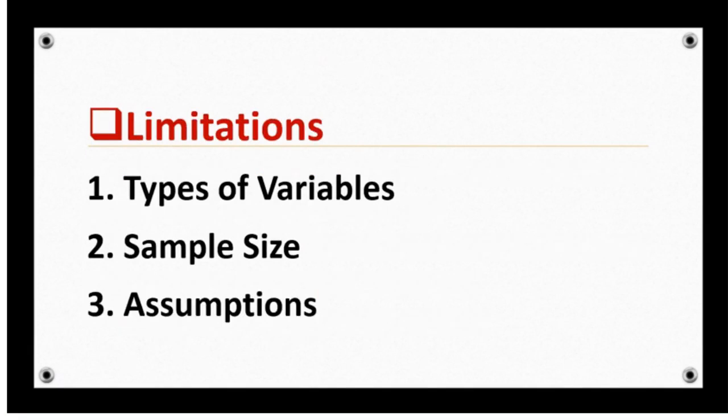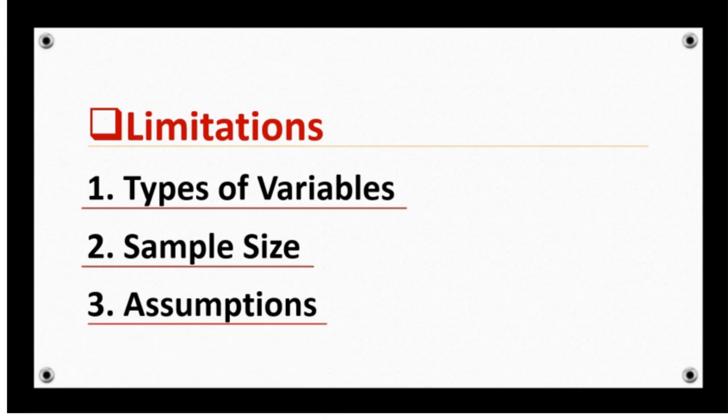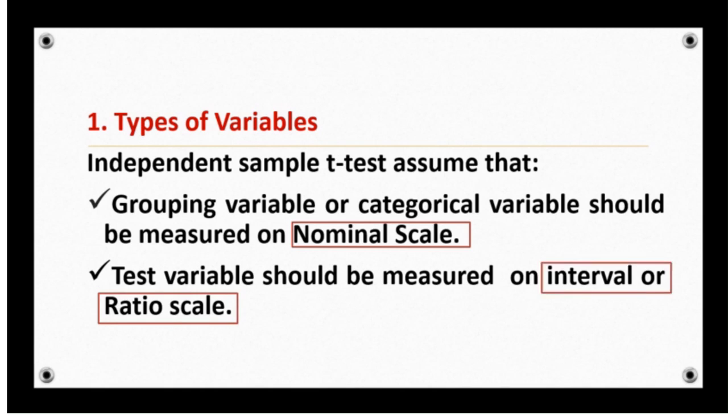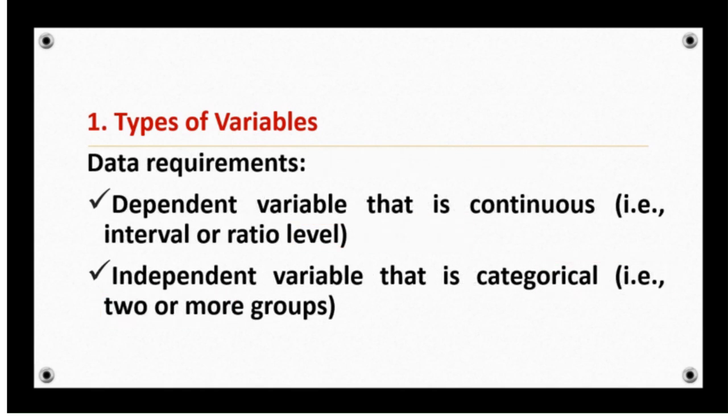Now, let's study the limitations of this test. Number one, types of variables. Number two, sample size. Number three, assumptions. For the types of variables, the independent samples t-test assumes that the grouping variable or categorical variable should be measured on a nominal scale. Next, the test variable should be measured on an interval or ratio scale. Now, for the types of variables, there are data requirements. The first one is that the dependent variable should be continuous and the independent variable is categorical.